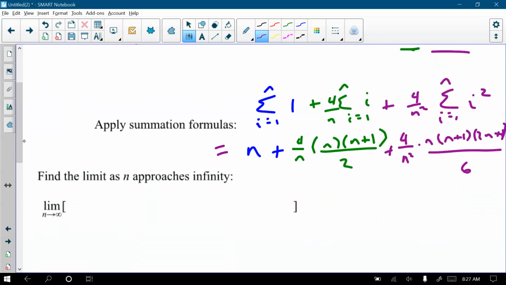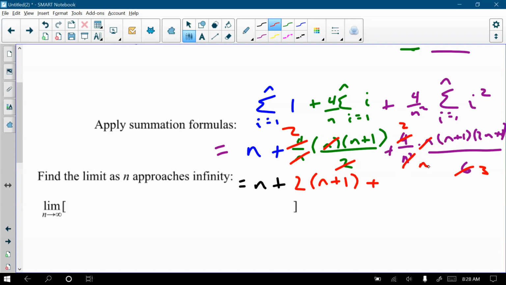Okay, now let's clean some of this up. So this is equal to n plus, I have an n and an n that cancel, and I have a 4 and a 2 that go to 2. So I have 2n plus 1, plus, I have this 6 goes to a 3 with a 2 here, and it looks like I can knock down one of these n's to just 1n. So I have plus 2n plus 1 times 2n plus 1 over 3n.